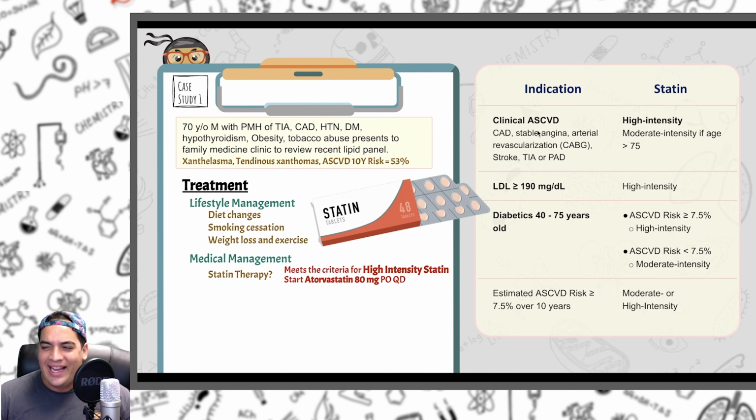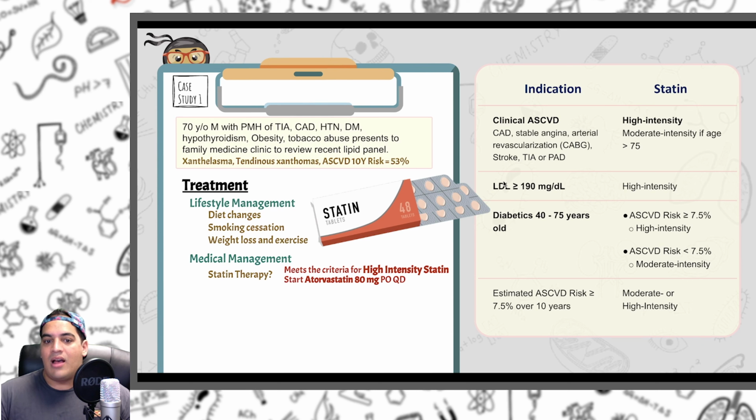So you guys remember the indications for statins? Remember, it was if they have clinical atherosclerotic cardiovascular disease. He probably should have been on this from the get-go. He has had a TIA. He has coronary artery disease. Boom, that's definitely an indication. So he needs high intensity. He's not greater than 75, so he wouldn't fit that moderate intensity. He definitely needs high intensity for sure.